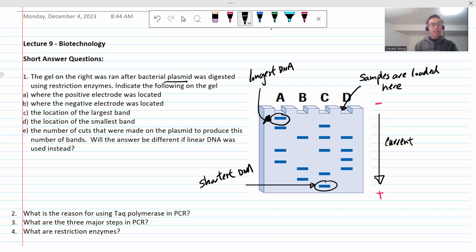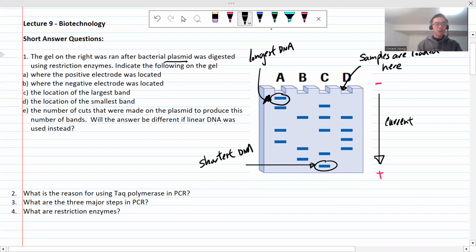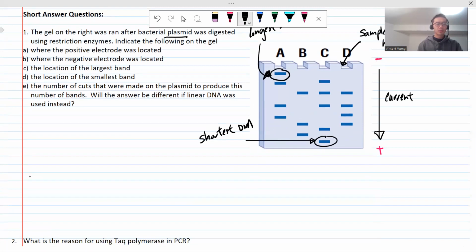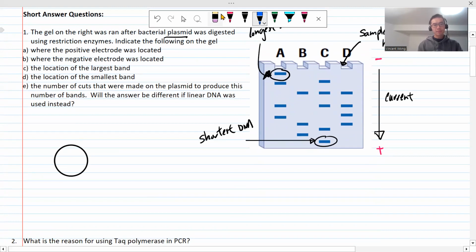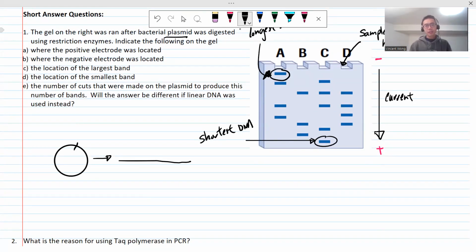Next, we want to know the number of cuts that were made in the plasmid to produce this number of bands. If you take a look at a plasmid, which is circular, and if you cut it one time, then it will just open up and become linear. So that's a single band. The fact that in the first lane, lane A, we have 4 bands means you actually have to do 4 cuts.